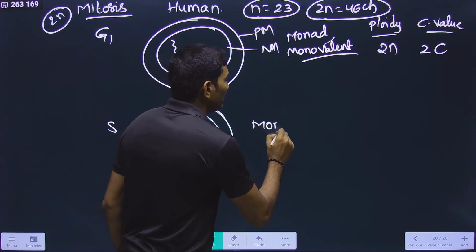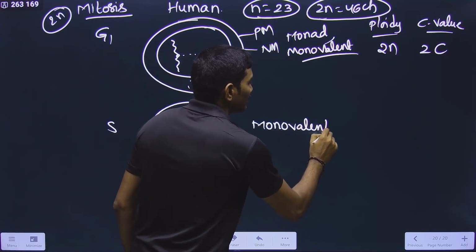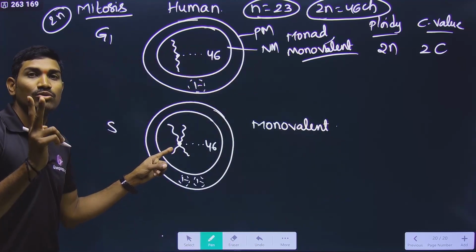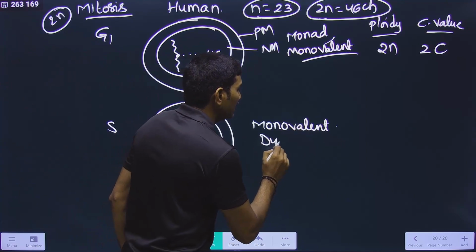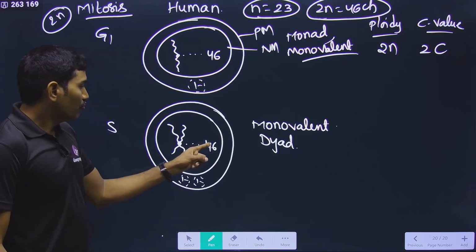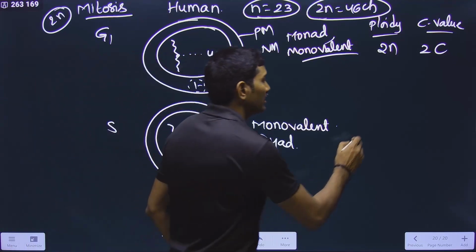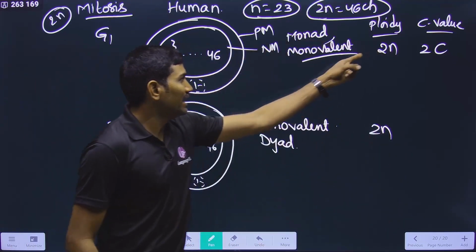And here what will you write? It is monovalent, but it is a dyad chromosome. On a single chromosome, two chromatids are there. So it is a dyad chromosome. 46 into 1 centromere, so total 46 chromosomes. So it is diploid. So ploidy remains the same.